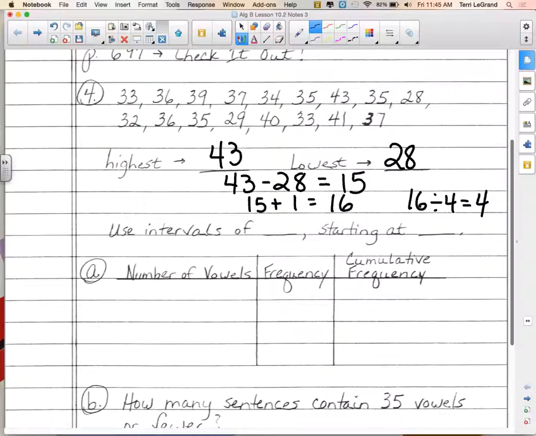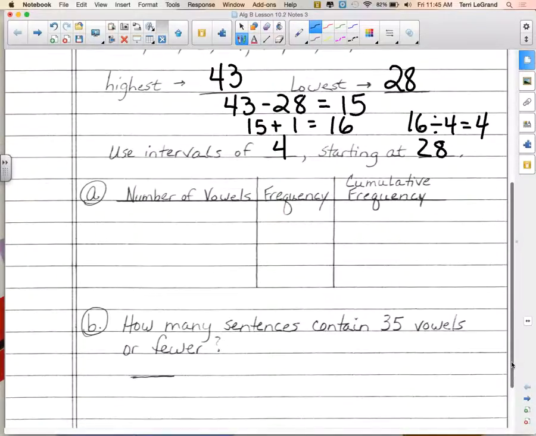So we're going to use intervals of 4, starting at what? The smallest number, 28. Starting at 28. Intervals of 4. There's going to be 4 of them. We have to make sure that our highest number is included in our very last interval. If it isn't, we have to go back and fix it. So our first interval is going to start at 28, and we want it to represent 4 vowels. So what would it go through? 28, 29, 30, 31.